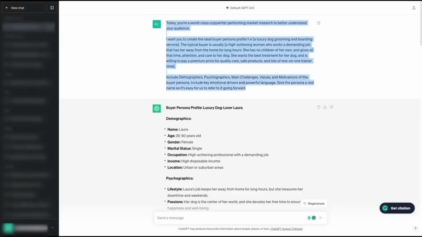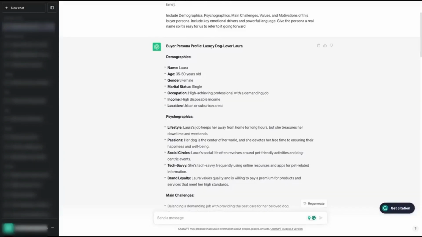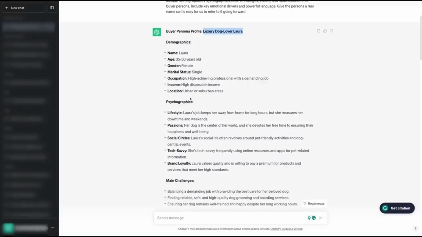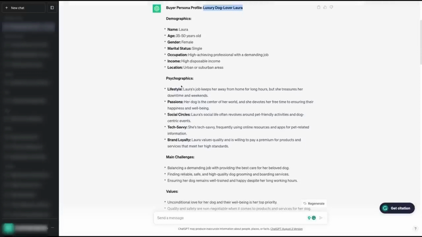Okay, so you can see that I've plugged in some important information into the prompt here, and we're using the case study of a luxury dog grooming and boarding service. And you can see that I've plugged in all the necessary information, and here is the output. So ChatGPT has given us a very detailed buyer persona, which it calls Luxury Dog Lover Laura, right? And it has given us a name. It has given us an age category for Laura, female, marital status, occupation, income.